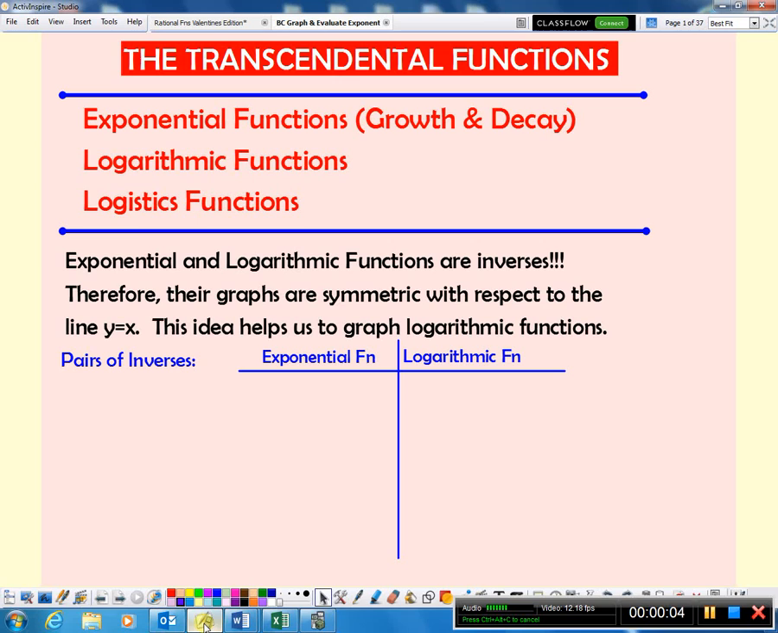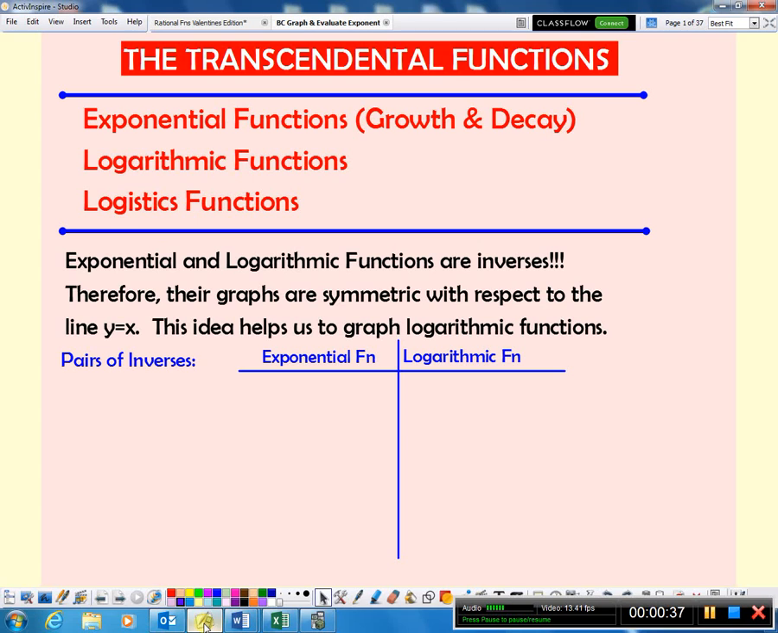Let's talk about graphing transcendental functions. Part 1 of this video will be on graphing exponential functions. Exponential functions, logarithmic functions, and logistic functions are three of the most common transcendental functions. We'll talk about all three as the chapter unfolds, but our focus will be on the exponential and logarithmic functions. This video focuses on graphing exponential functions without calculators.